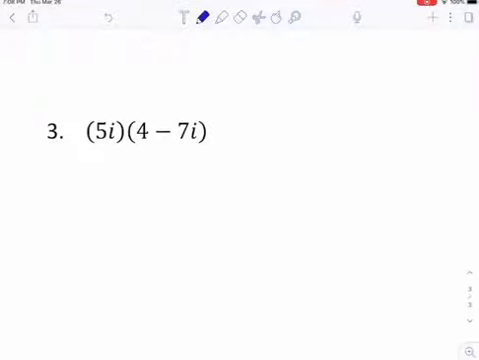Okay, number 3, I have 5i times this complex number 4 minus 7i. This looks a lot like a distributive property problem, which is exactly what we're going to do. We're going to distribute that 5i into the parentheses. So I'm going to do 5i times 4.